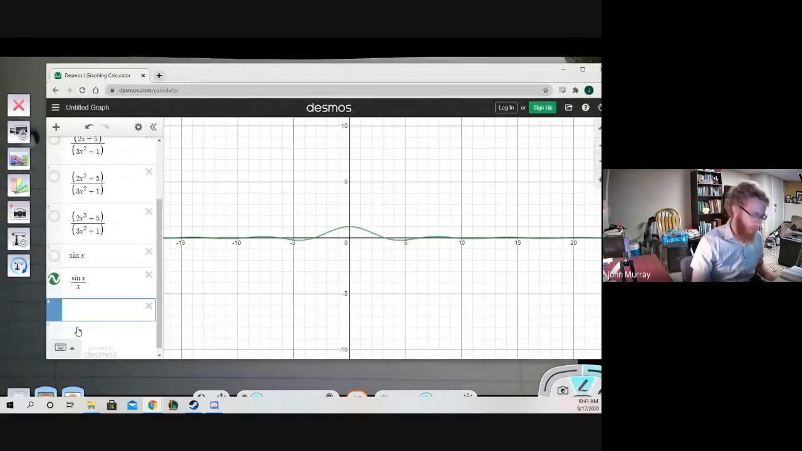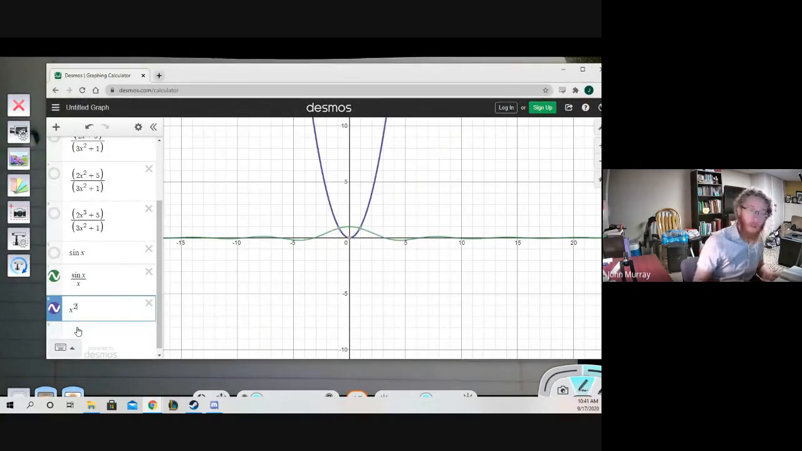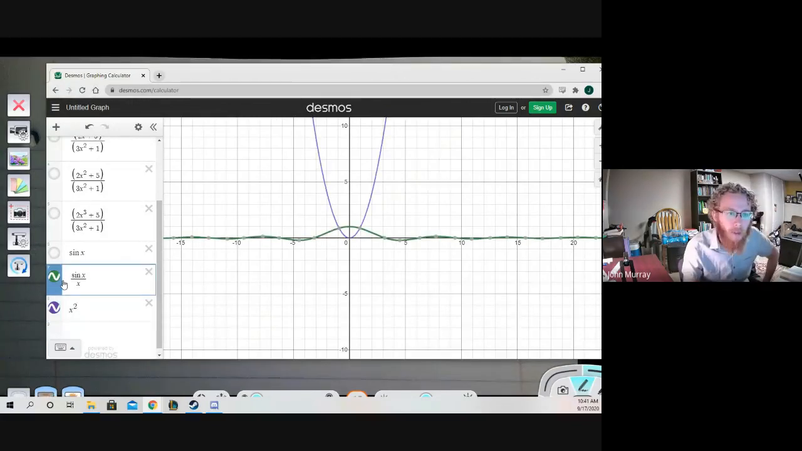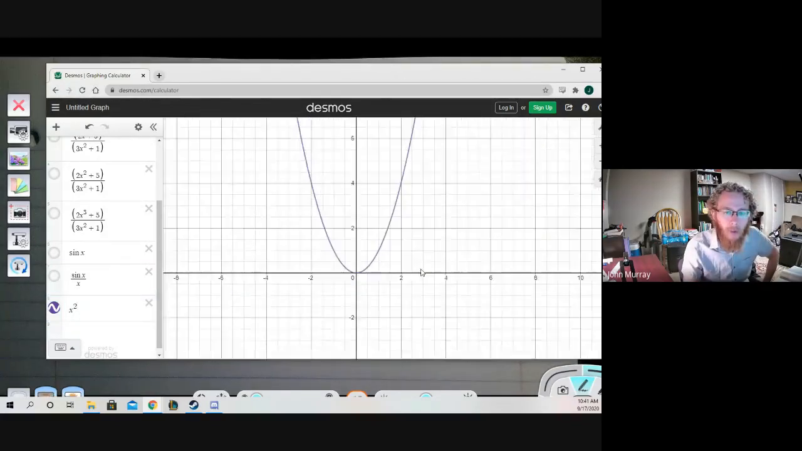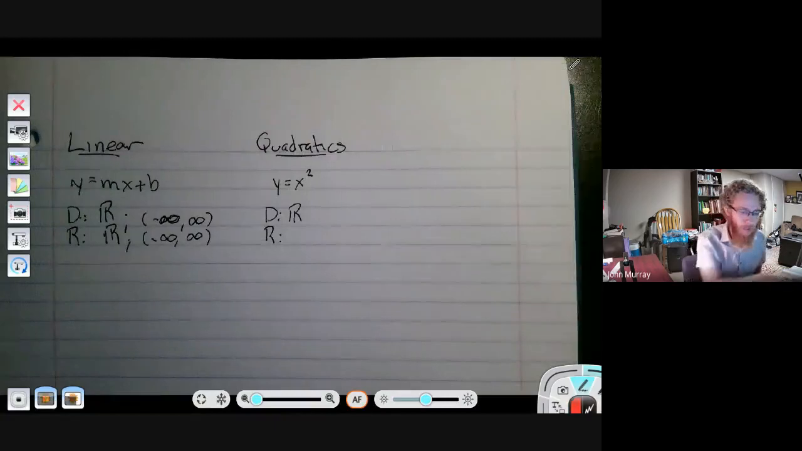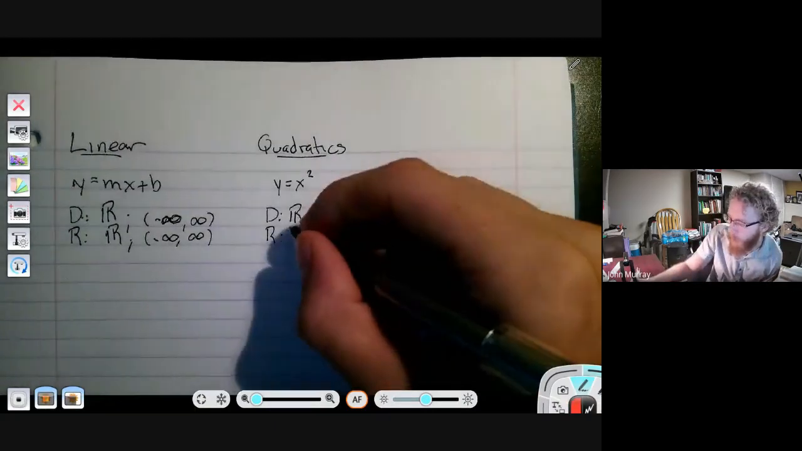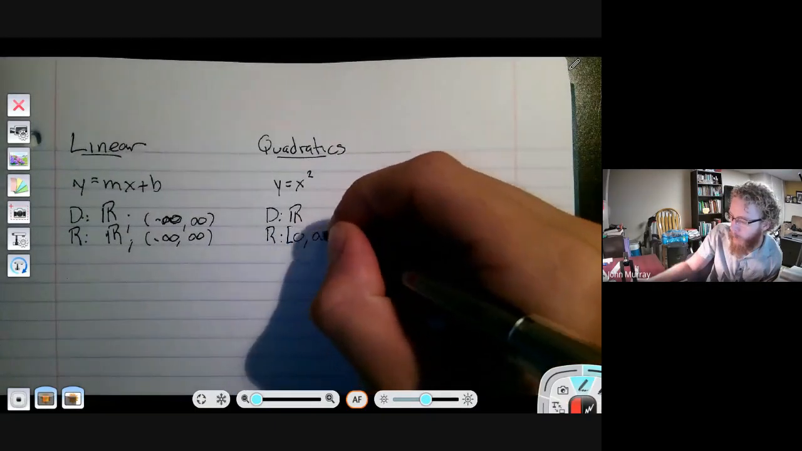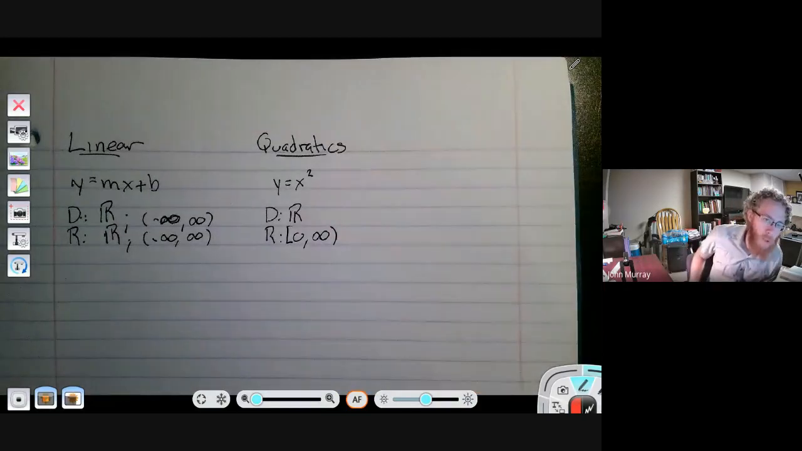If I just have x squared, yeah, I think I remember this. What don't we have as our range? We don't have any negative numbers down here, right? So for that, our range, we're going to say, is from 0 to infinity.